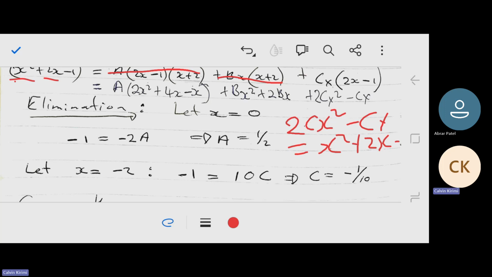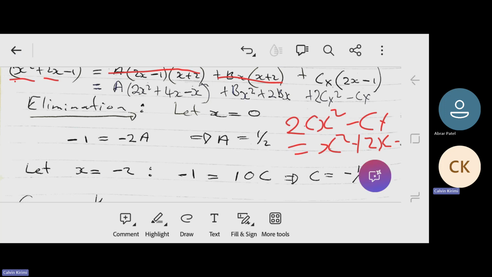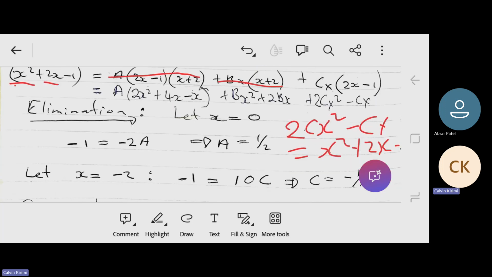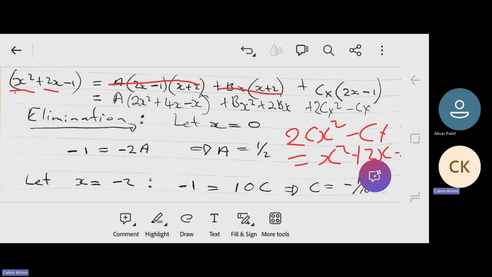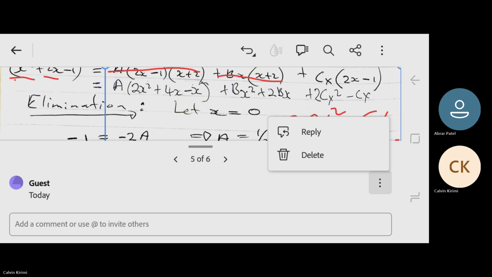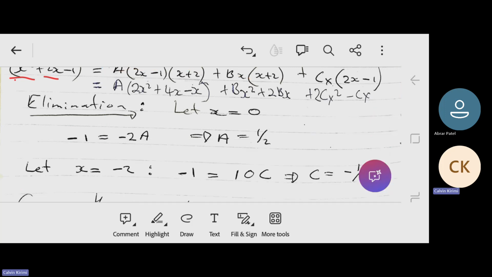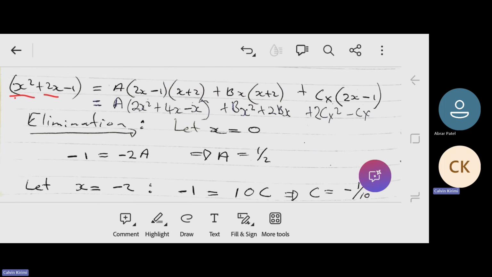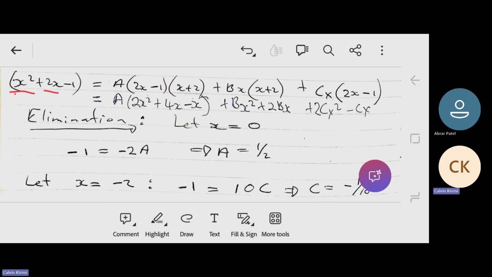Right, so let's continue from there. So the a, we have solved it. Now we are going to solve for c, where they are saying x is equal to negative 2. And where is minus 1 and 10c coming from? So that is where we want to use it, and we see where we got minus 1 is equal to 10c, and c is that. So that is what we want to solve for.